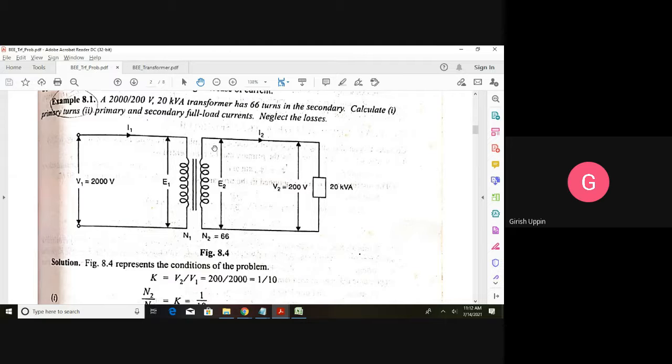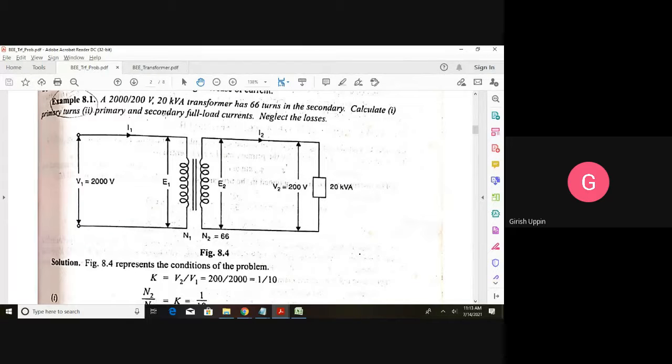Let us say you just loaded the transformer to 10 kVA. Means you have loaded that particular transformer to half of its load. How this load increases depends on what kind of load you connect to the secondary. If the secondary load draws 20 kVA, then it is a full load. If the connected load draws only 10 kVA, then it is a half loaded transformer.